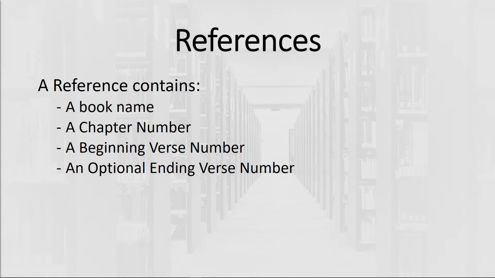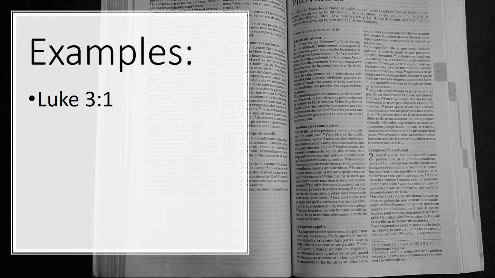So some books only have one chapter, and so that can be a little confusing. It will also have a beginning verse number and an optional ending verse number, and then there are a little bit of wrinkles along with that. So I'm going to show you a book plus basically a reference, which is Luke chapter 3, verse 1.